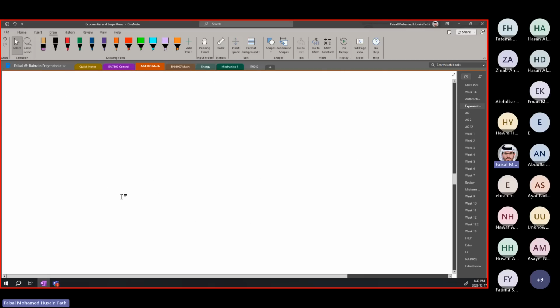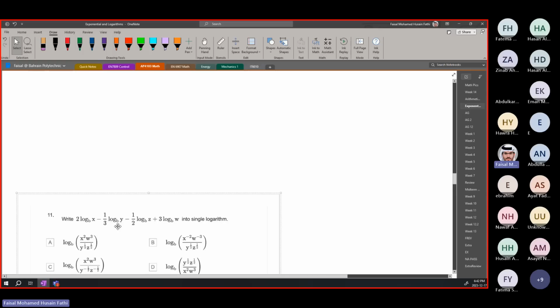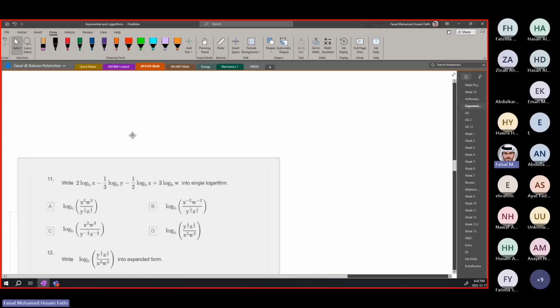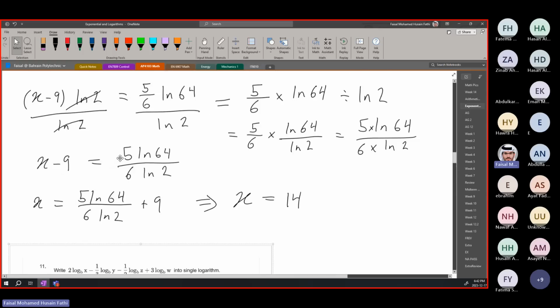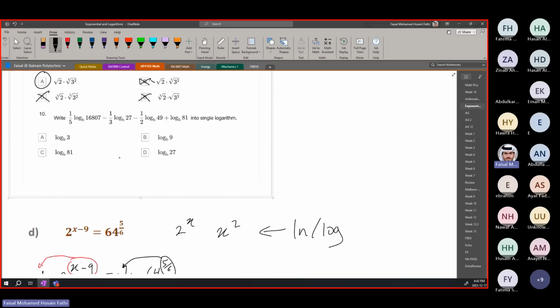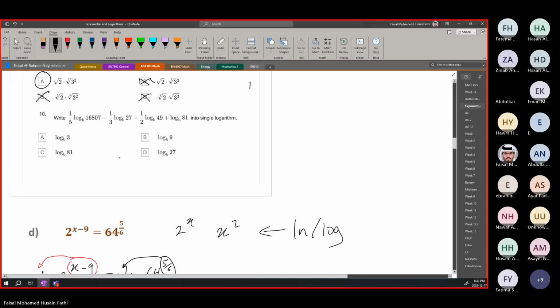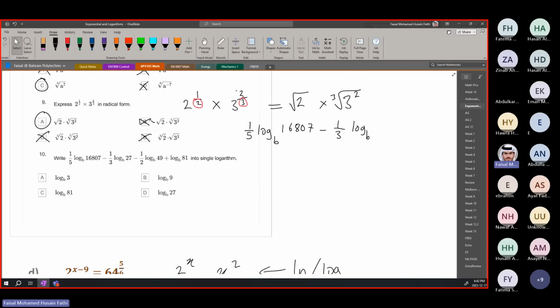Let's move on to more questions from the exam for log. Let's get into log since we already got into it a bit. We have a question here first, 10. We have 1 over 5 log base B of 16807 minus 1 over 3 log base B of 27. I'm not going to have space for this, 1 second. Let me just copy paste this question somewhere down there.